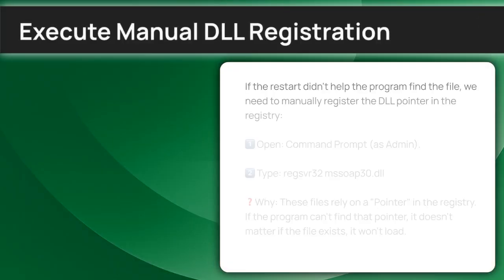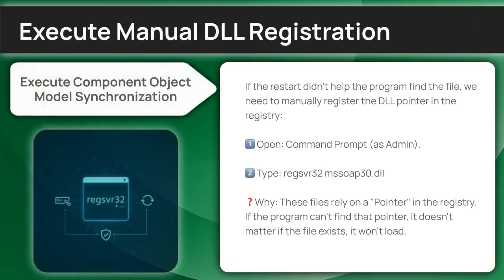With the restart confirmed as ineffective for this instance, let's analyze the registry settings next. If you need to pause the video while navigating the registry editor, feel free. If the restart didn't help the program find the file, we need to manually register the DLL pointer in the registry. First, open command prompt as admin. Second, type regsvr32, followed by your file name causing the error, then hit enter.